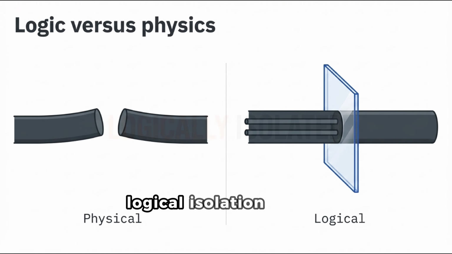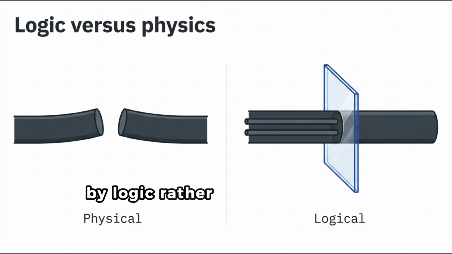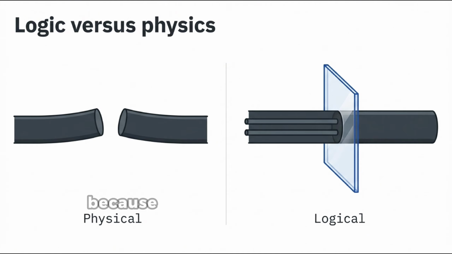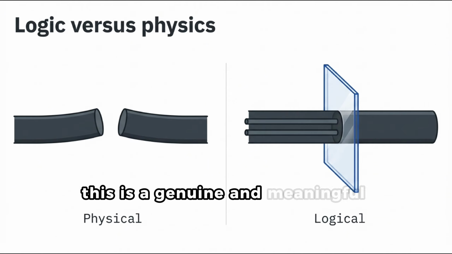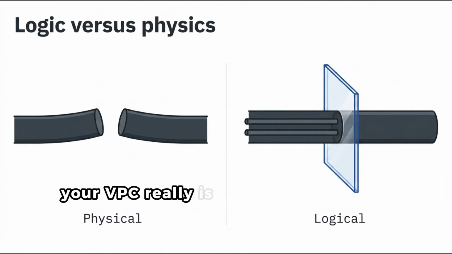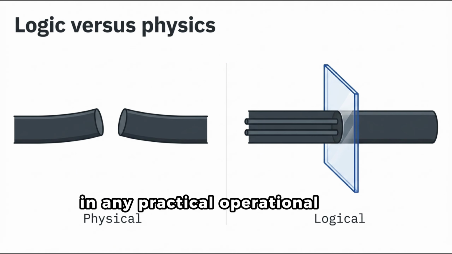Logical isolation means the boundary is enforced by software, by logic, rather than by physical separation. Your VPC traffic doesn't leak into another customer's VPC because routing rules prevent it, not because the packets travel on physically separate cables. This is a genuine and meaningful guarantee. The routing rules work. Traffic is controlled. Your VPC really is isolated from other customers' VPCs in any practical operational sense.